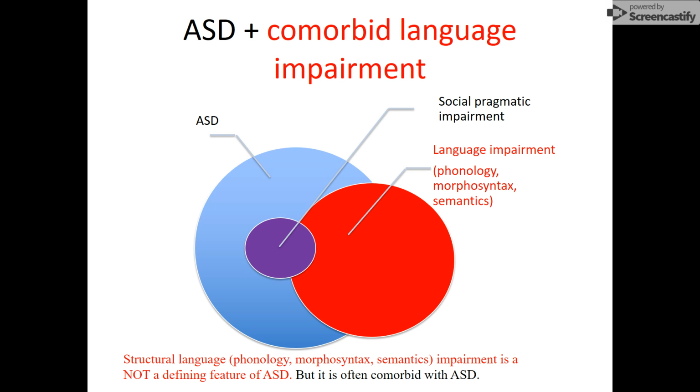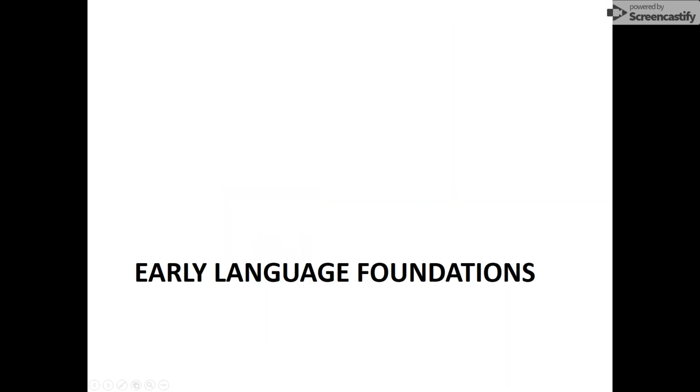So this visual should be an important one that you remember because the blue circle comprises ASD and the symptoms of autism spectrum disorder. The red circle comprises language impairment. These are 2 different disorders. And so it's really important to keep that in mind because it is often assumed that a child with ASD has a language impairment, but we know that that's not always the case.